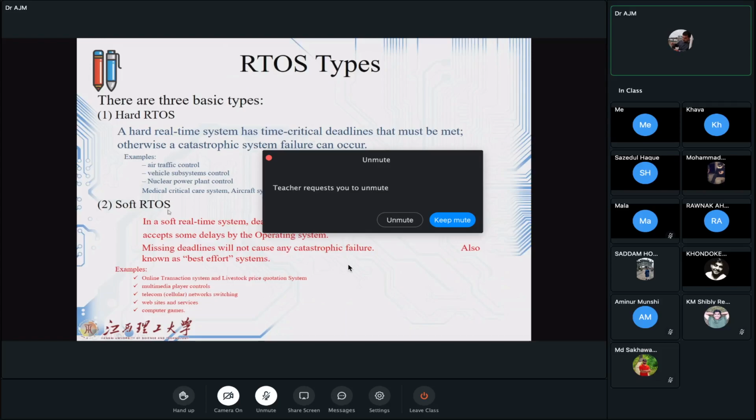And in a soft RTOS, deadlines can occasionally be missed, so they can work and accept some delay by the operating system. Missing deadlines will not cause any critical failure. We also know it as a best effort system. Examples can be multimedia player control, telecom or network switching, websites and services, and computer games.